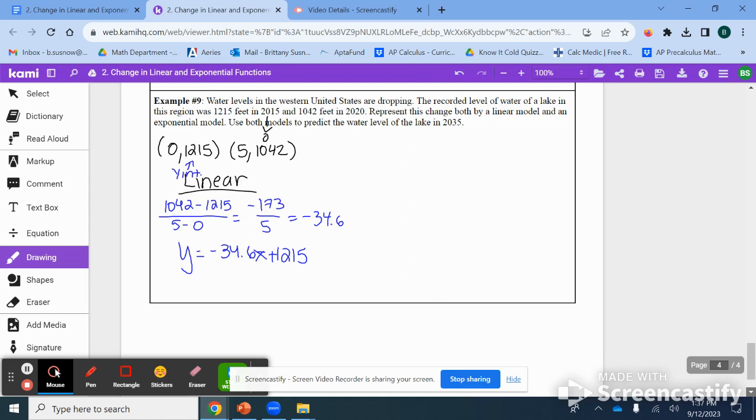If it wanted to predict it in 2035, what number should I put in for X? What do you think? Started at 2015, and now we want to predict it for 2035. 20, exactly. We want to put in 20, because 15 to 35 is a difference of 20. So we would do negative 34.6 times 20 plus that.